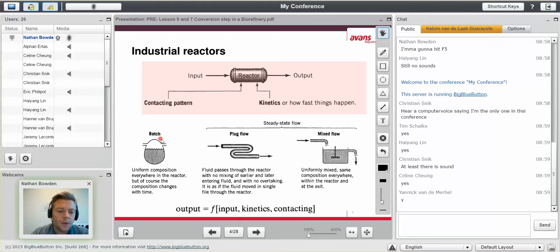A batch reactor has a uniform composition everywhere in the reactor, but of course the composition changes with time.